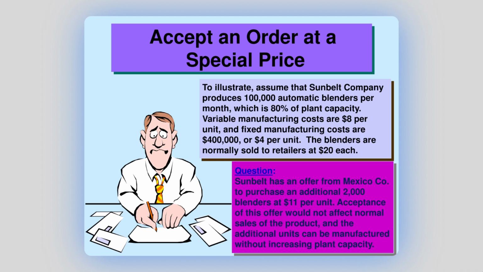And Sunbelt has an offer from Mexico to purchase an additional 2,000. Okay, meron pa tayong capacity. 100,000 divided by 80%, you have 125,000 capacity. 2,000 pa tayo, no? So, at 11 pesos. Nako, i-accept mo ba to? Magkano yung cost? 8 plus 4, you have 12. 11 pesos to. Acceptance of this offer would not affect the normal sales of the product. Walang problema. If there's no effect in terms of your normal sales product, accept mo na yan. And the additional sales can be manufactured without increasing plant capacity.